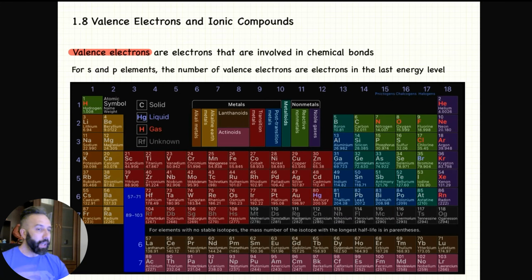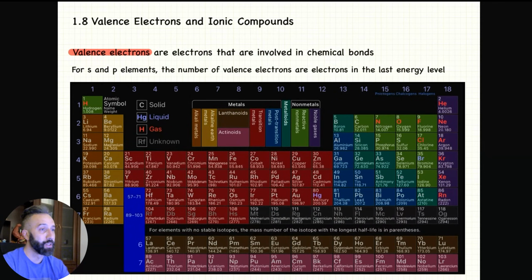So, valence electrons are electrons that are involved in chemical bonds. This is the best possible definition. Often you will find a definition that valence electrons are electrons of the last energy level, but that's not technically correct because that's only correct for s elements and for p elements. Because for transition metals, for d elements, and especially for f elements, we don't even know what the last energy level is. So valence electrons do not necessarily mean just the electrons in the last energy level. But this definition works best.